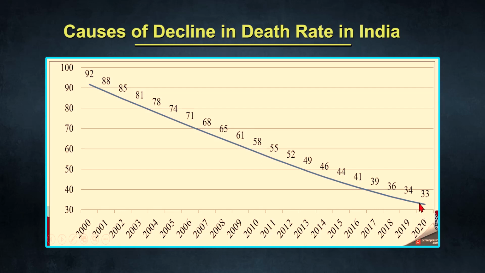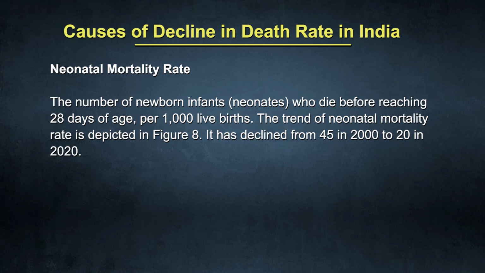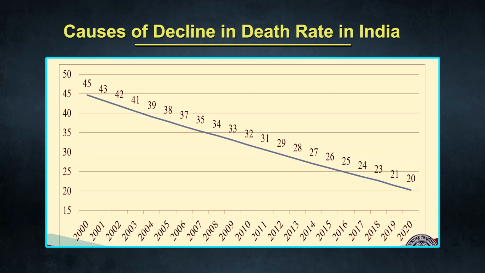This is also a good sign for the economy, and some researchers argued that due to supplementary nutrition benefit by ICDS and vaccination of children, the under 5 mortality rate has declined in our country. This is the mortality rate of newborn baby, which is treated as the neonatal mortality rate, and here the age group is 28 days. This neonatal mortality rate also decreased in our country from 45 to 20 during this period.